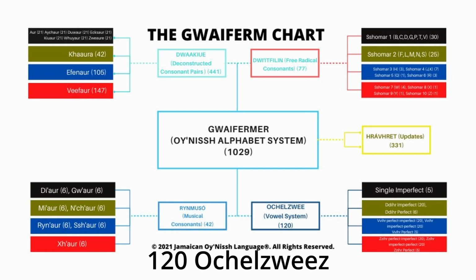There are 120 Oselzuis. There are 331 Hereveretti or Hereverets, which are character updates in reserve.